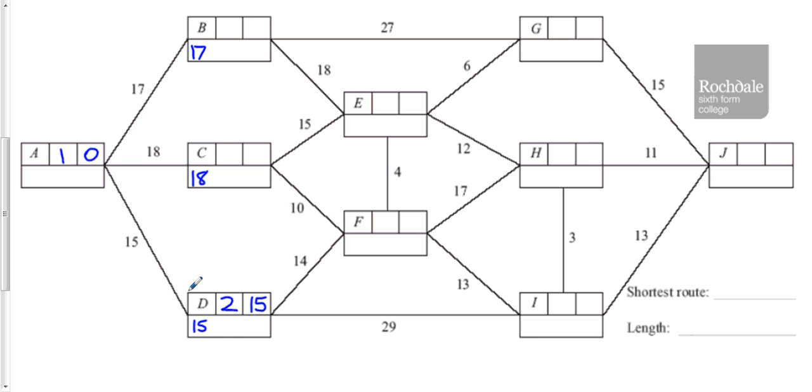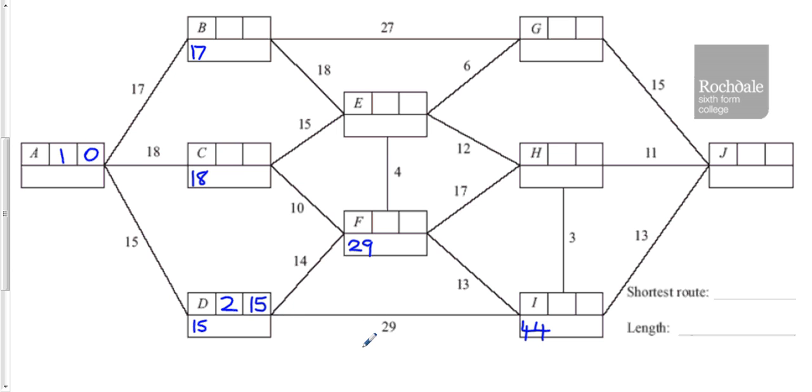After you've labelled a vertex, you must then look and see where we could travel to directly from D. Well, we could go direct to F. And the length of that journey would be 15 plus 14, which is 29. That's the working value that must go in that box. Or we could travel directly to I. Length 15 plus 29, 44. Those are the only two vertices we could travel to directly from D. We wouldn't travel back to A because A has already been completed.